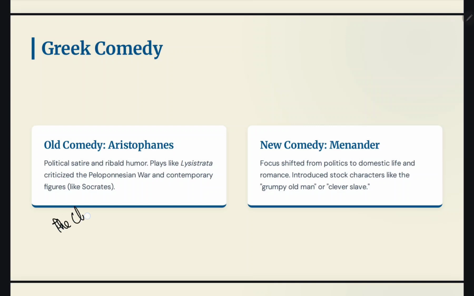The Clouds. He ridicules Socrates. And Aristophanes, you can compare him to an actual people who mocked real people. Menander is all about new comedy. Instead of politics, he focused on families, love, misunderstandings, and stock characters. Just remember, Aristophanes is all about old comedy and Menander is all about new comedy.